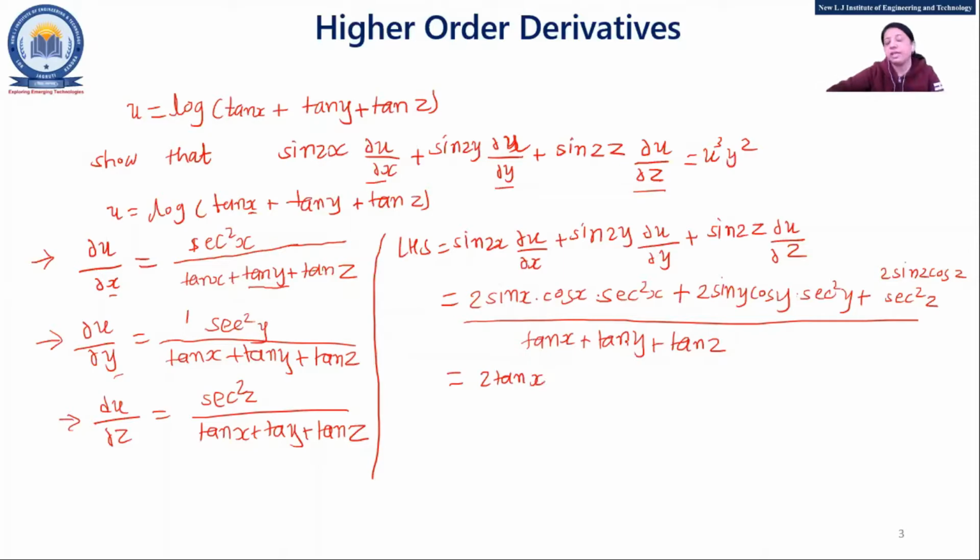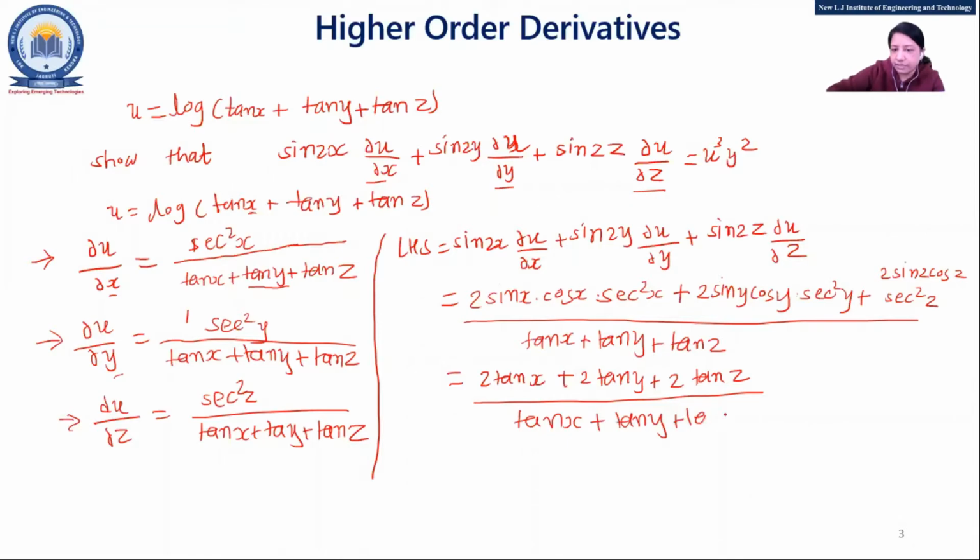Because see, in the denominator I am having 10x plus 10y plus 10z. So I'll try to write the upper part like that only. In the same way, 2 tan y plus 2 tan z upon 10x plus 10y plus 10z. Okay, any doubt in this? So 2 will be common and that thing is supposed to be cancelled out, right? Now, is there any problem? Yes, 2 is common.